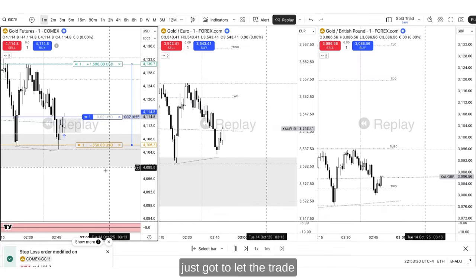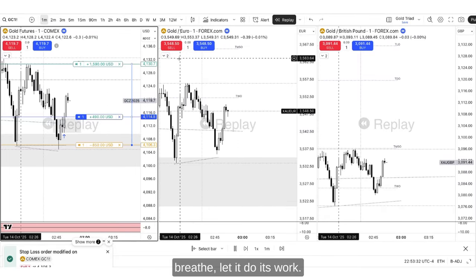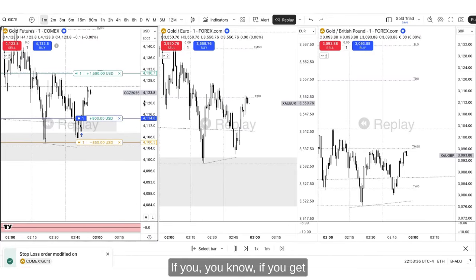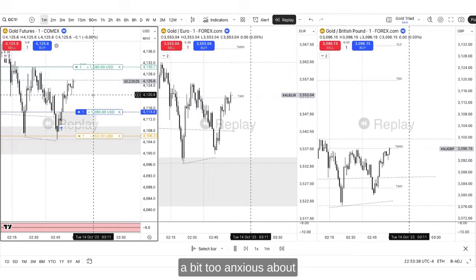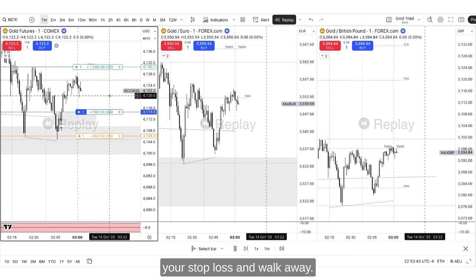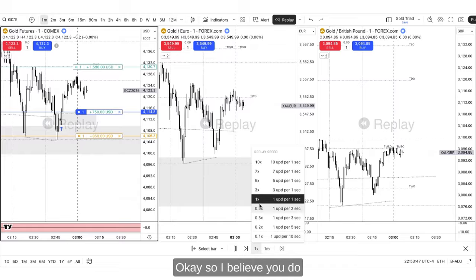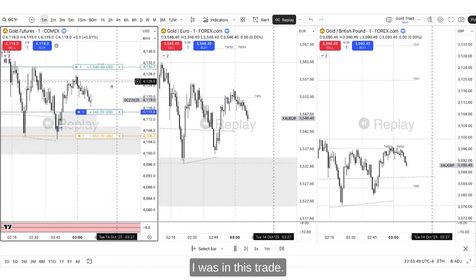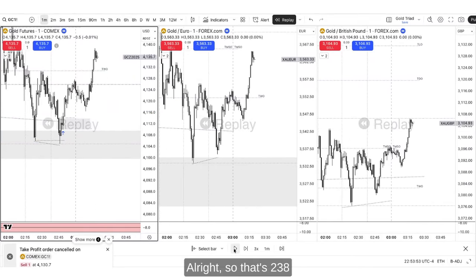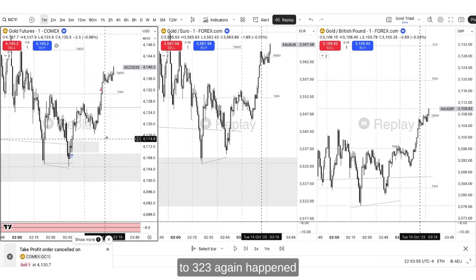So if you can see, you just got to let the trade breathe, let it do its work. If you get a bit too anxious about watching your trades, best just to enter your trade, set your stop loss, and walk away. Okay, so I believe we do come back down here. I was in this trade. There we go. All right, so that's 2:38 to 3:23 again.